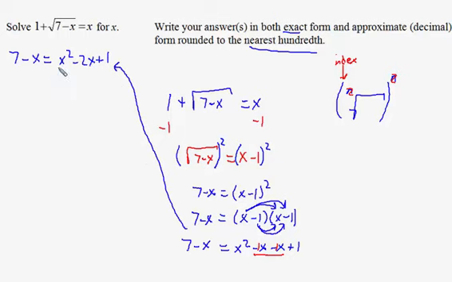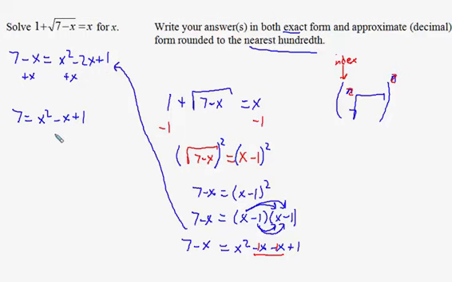So trying to get the variables to one side, what I could do is add x to both sides. And on the left hand side, subtracting x and adding x would simplify out. I would just be left with 7. Over here I'd have x squared. I have subtracting 2x and adding 1x. That would leave me with minus 1x. And then I still have the plus 1.